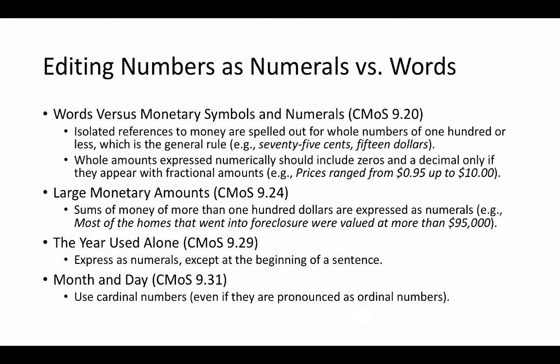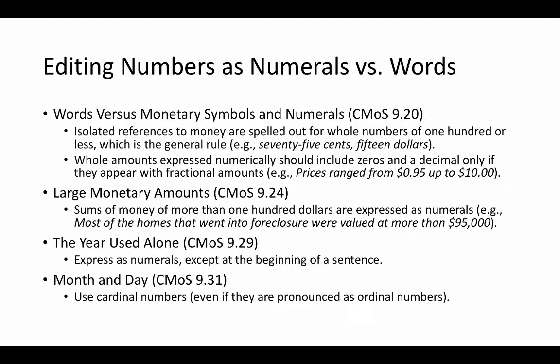For monetary symbols and numerals, isolated references to money are spelled out for whole numbers of 100 or less, which is the general rule, 75 cents, $15. Whole amounts expressed numerically should include zeros and decimals only if they appear with fractional amounts. So in this case, it would have been fine to have a dollar symbol 10, but because we're talking about 95 cents up to $10, that first instance of 95 cents had a fractional amount, so we have to fill in the blank for $10.00 to be consistent. So that's basically what that idea is getting at.